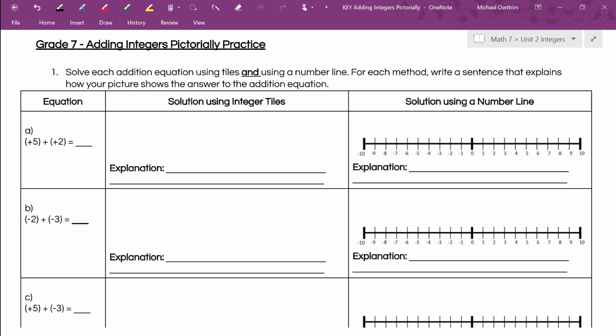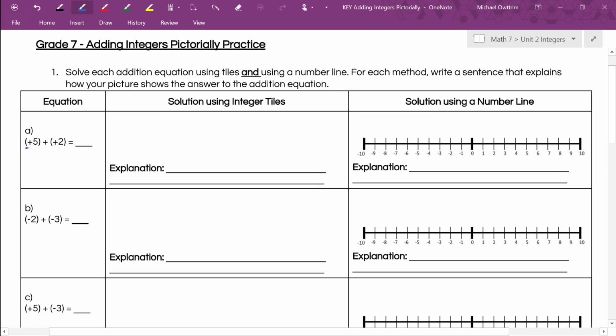Hello class, today we'll be going over how we can add integers using pictures. We do that using both integer tiles and on a number line. First question here asks us to complete the addition positive 5 plus positive 2. We want to count positive 5 together with positive 2.